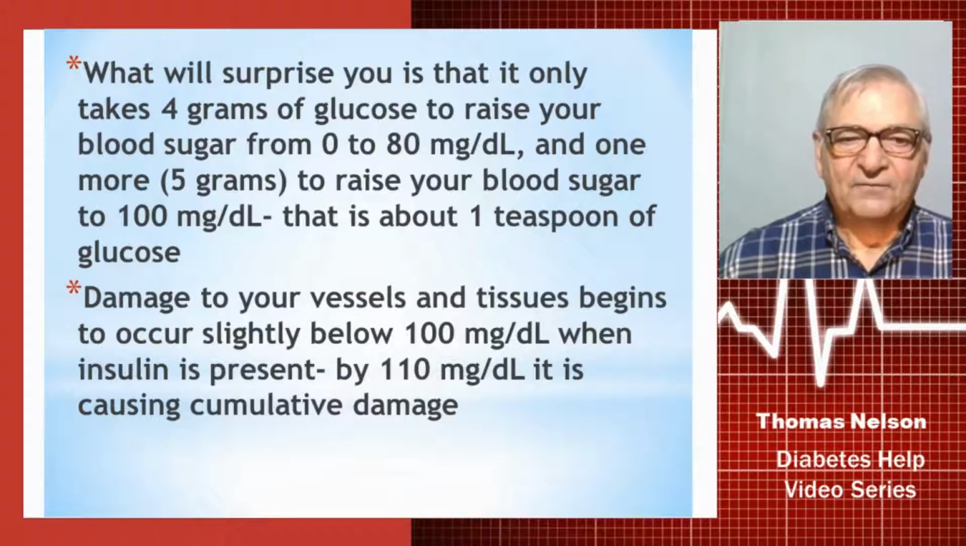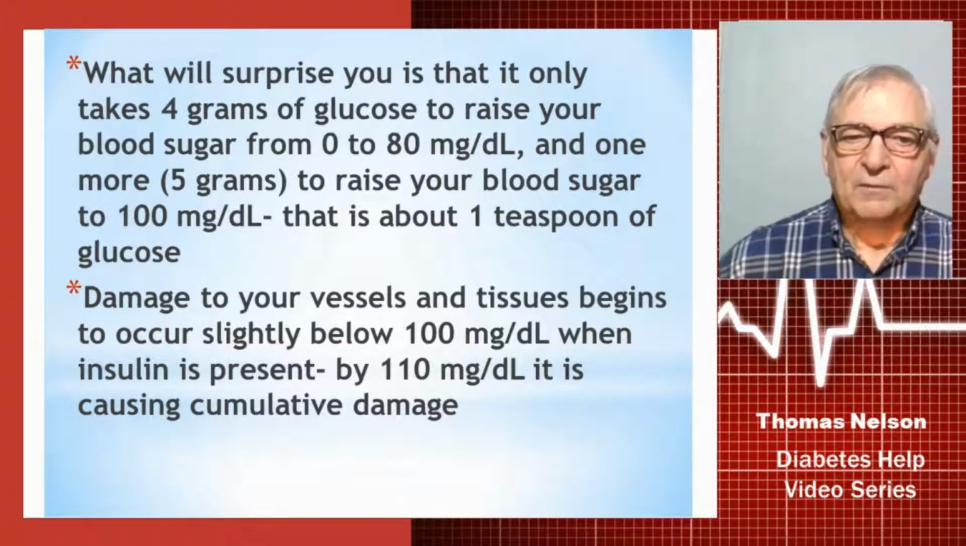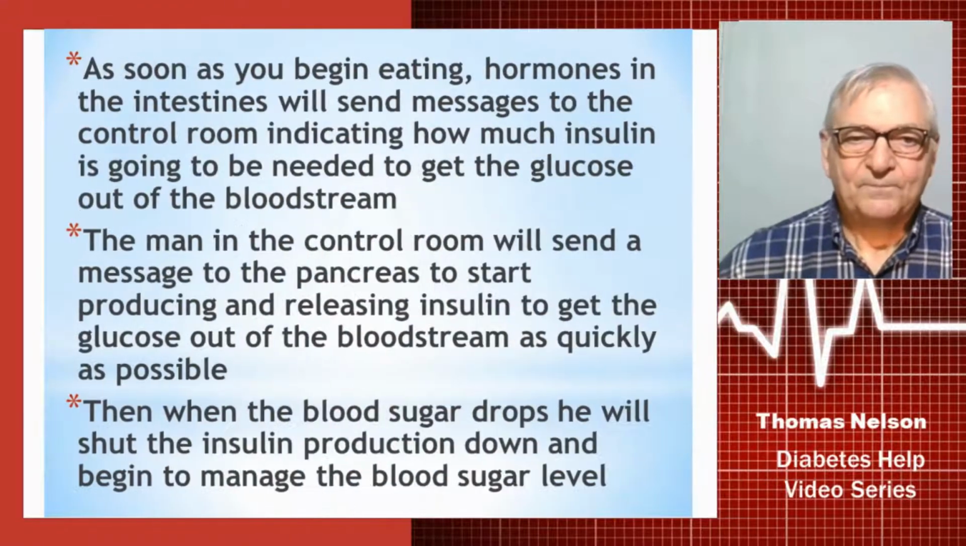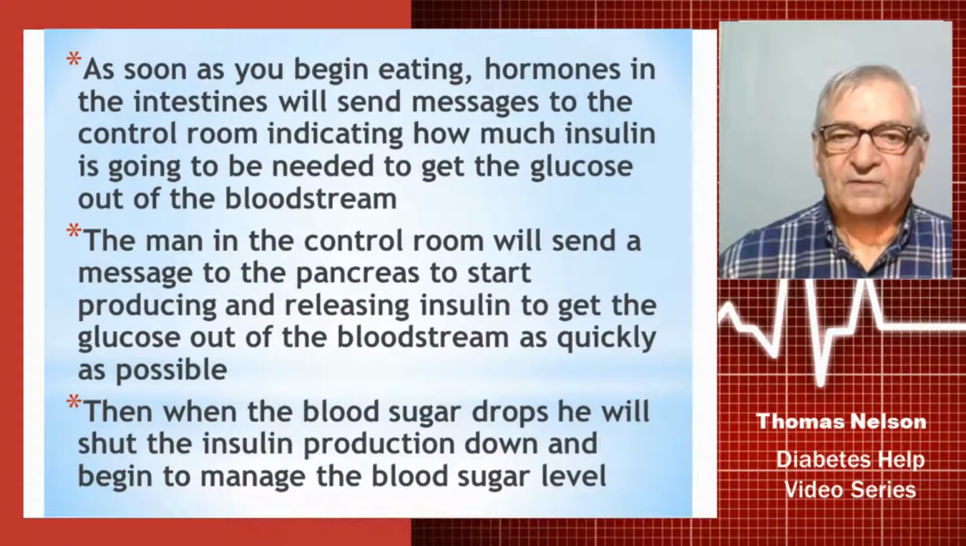It can damage your vessels and tissues if it's left in there too long at elevated levels. That damage is going to begin right around 100 milligrams per deciliter when insulin is present. By 110 milligrams, it's causing cumulative damage. And the higher it goes, the worse it gets, the more damage that's going to be done.